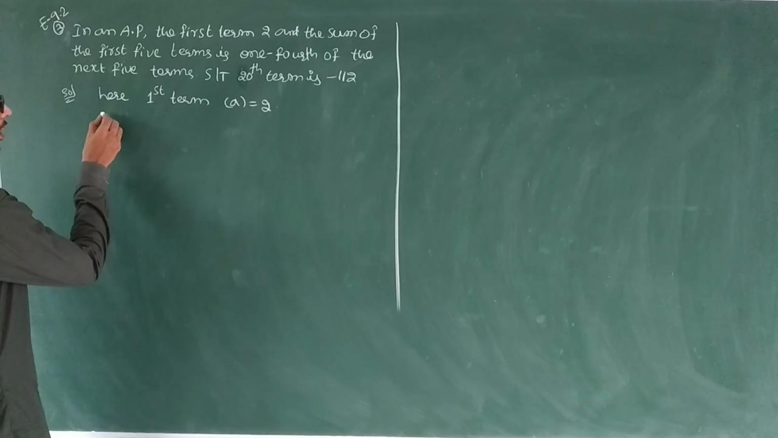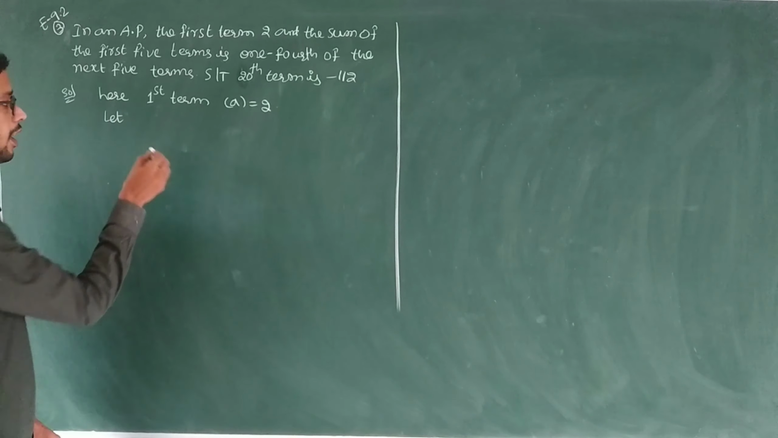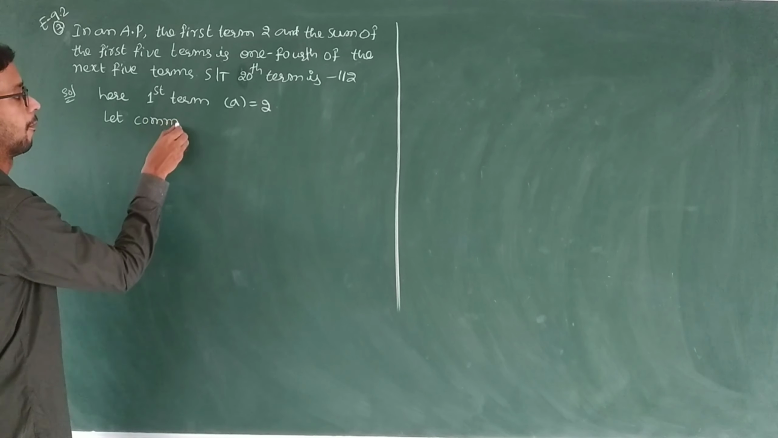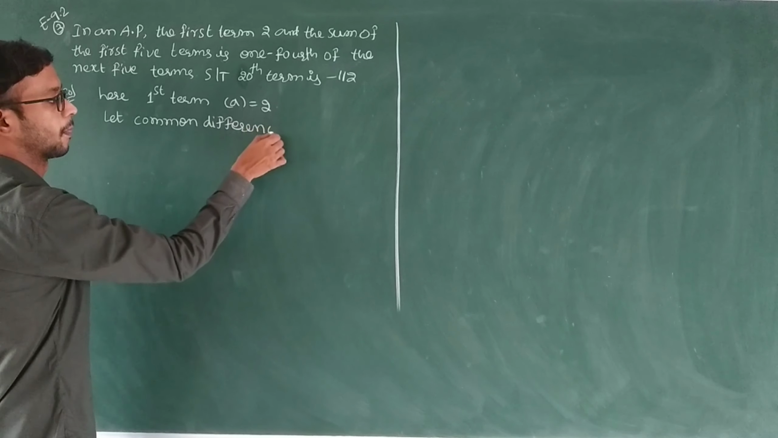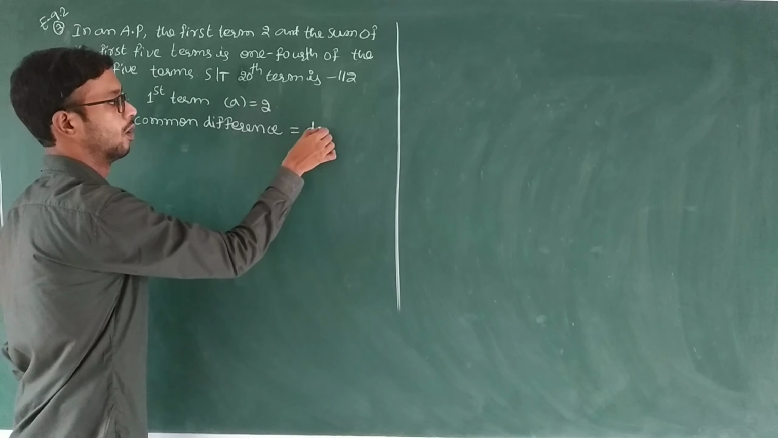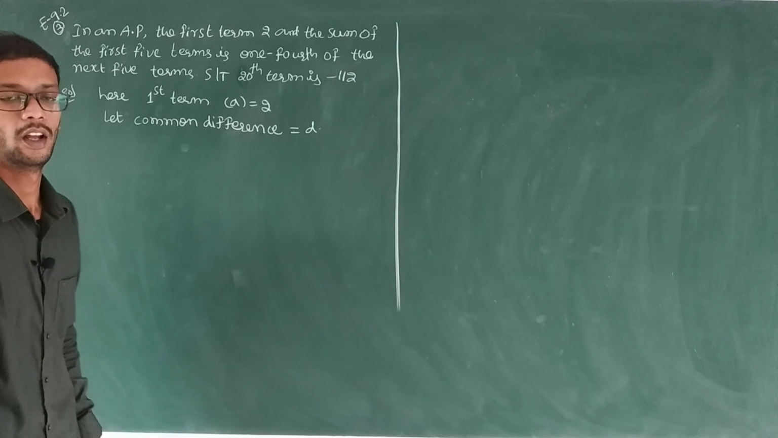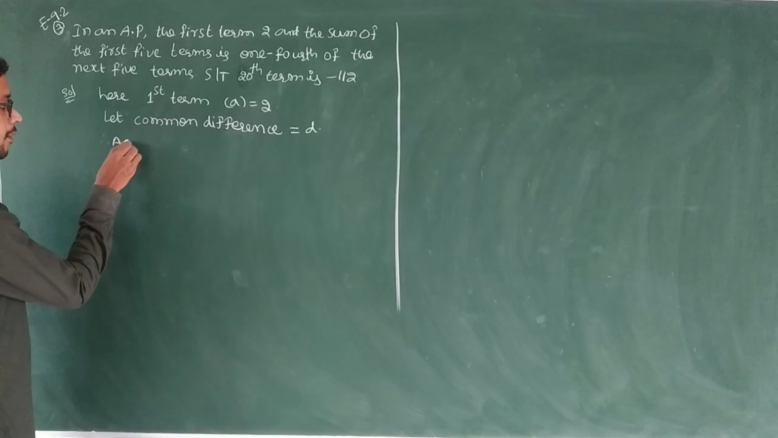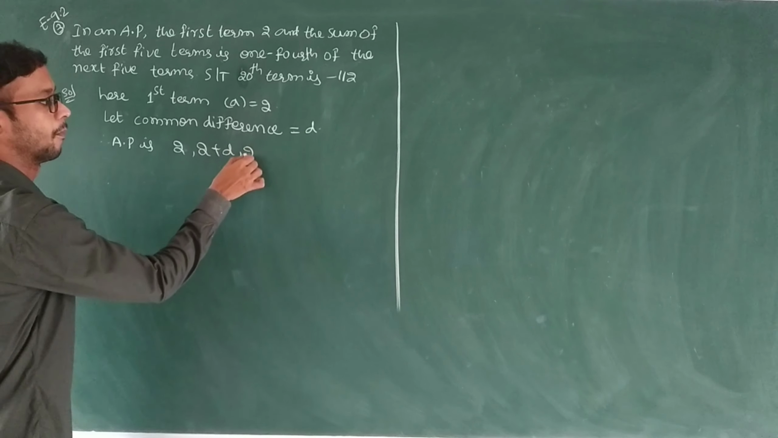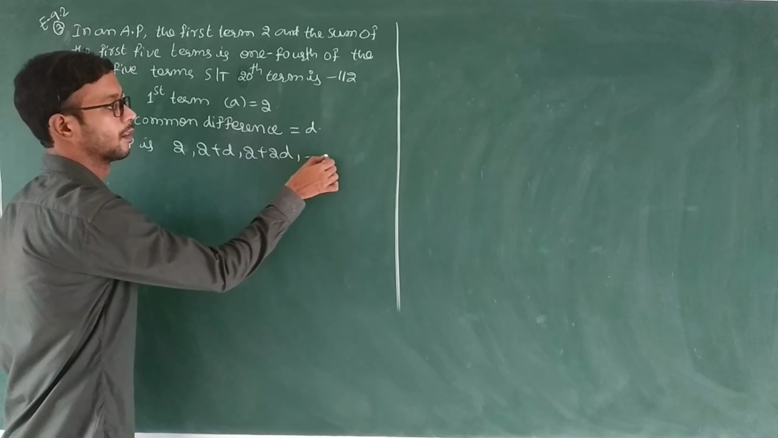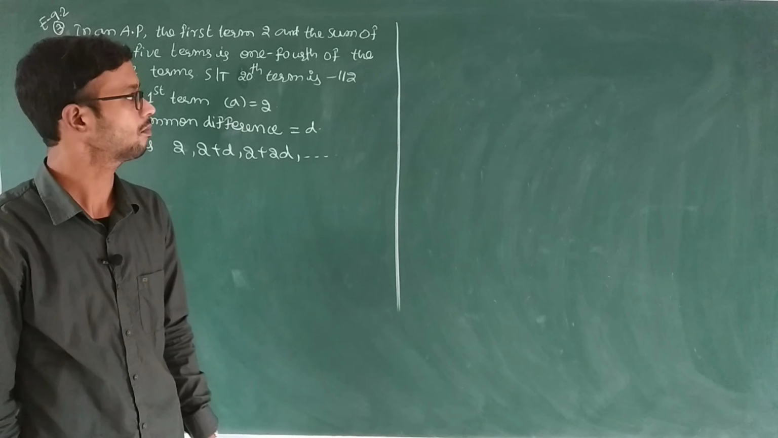The common difference, we don't know the remaining values here. Let the common difference be D. Therefore, the AP is first term, second term, third term, and so on.